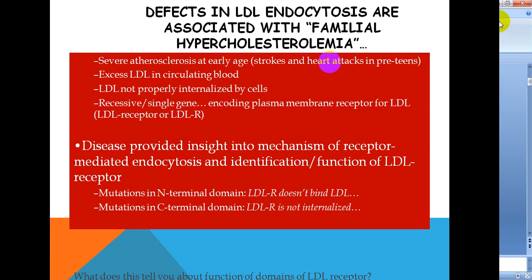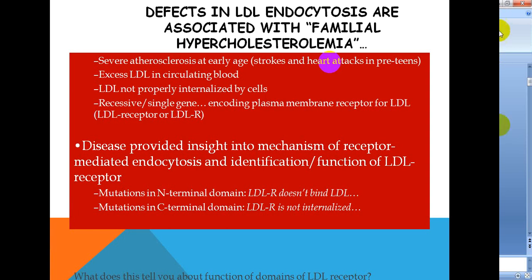So whenever there is a mutation in the N-terminal domain of this LDL receptor, what happens? The LDL receptor doesn't bind to low density lipoprotein. It is because when there is a mutation, the amino acid sequence is changed. As a result, this LDL is not compatible with this receptor, and there is no binding of the receptor to this LDL.